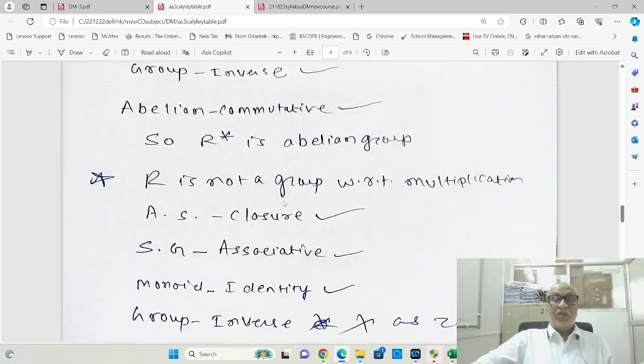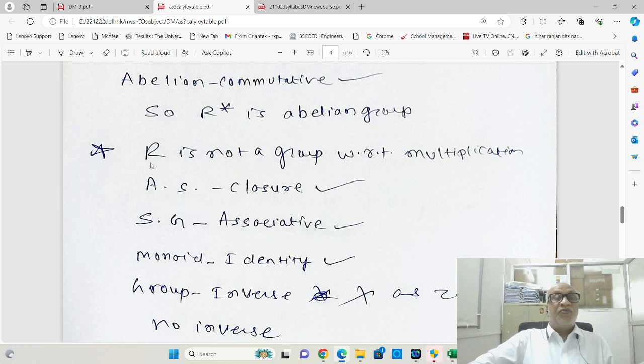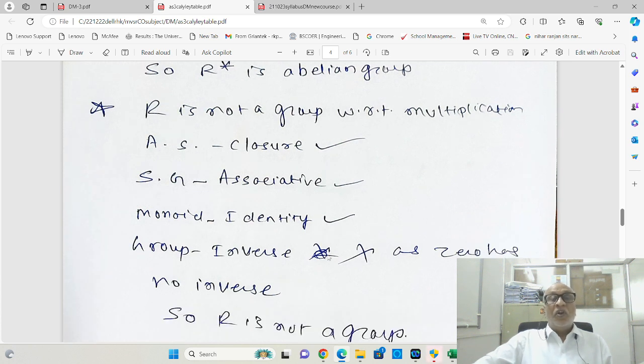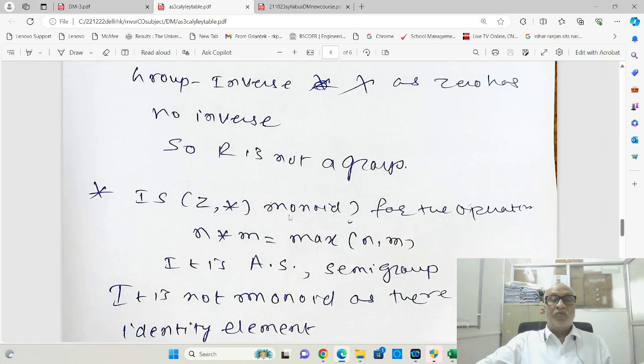But suppose we have only R, the real numbers including 0, with respect to multiplication. It does not hold the inverse property because 0 has no inverse. So R is not a group.